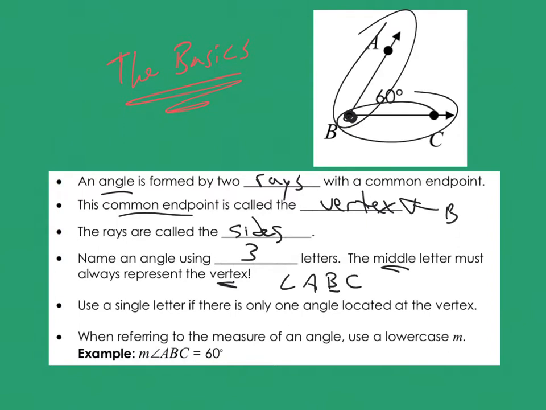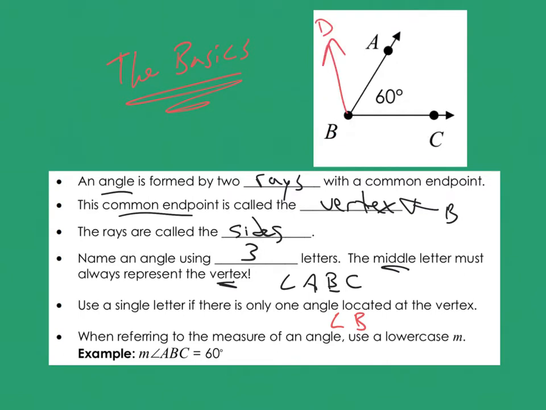Now you can use a single letter if you'd like. So if there is no other angle there, then you can just call this angle B, because I won't get it confused with other angles. Now take, for instance, what I've created here. Now I have another ray starting at point B. So now I have this angle right here. I have an angle right here, and then you have the big one. So there's really three angles here. So I can't call angle B any of them because it would be ambiguous. I wouldn't know who you're talking about.